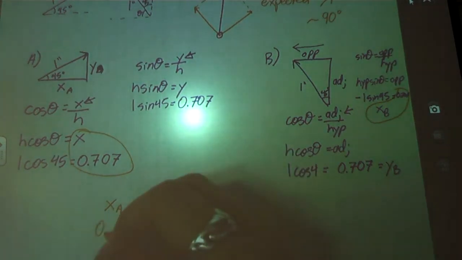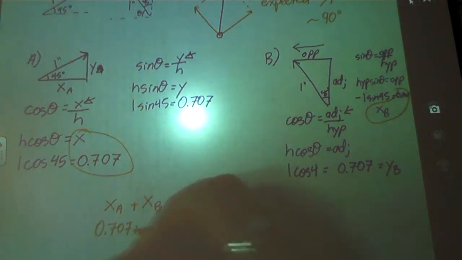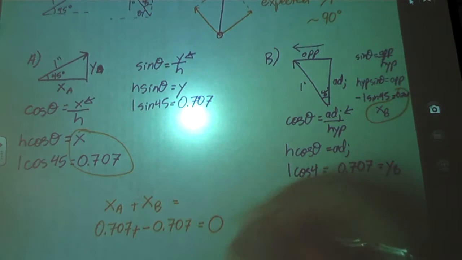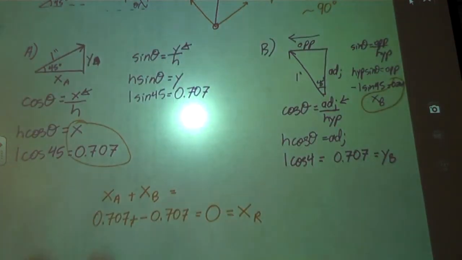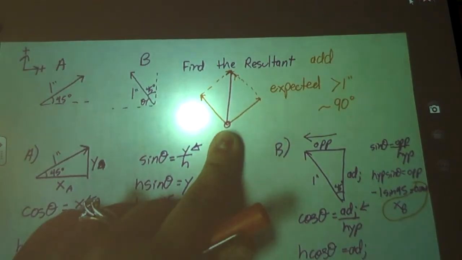So 0.707 plus negative 0.707. Would you look at that? The x component of my resultant is 0, which is about what we predicted. No horizontal movement at all.